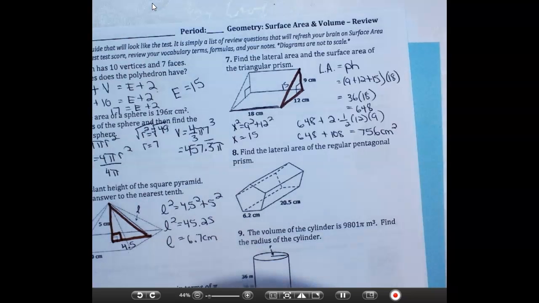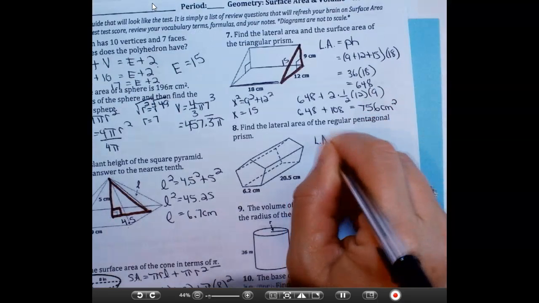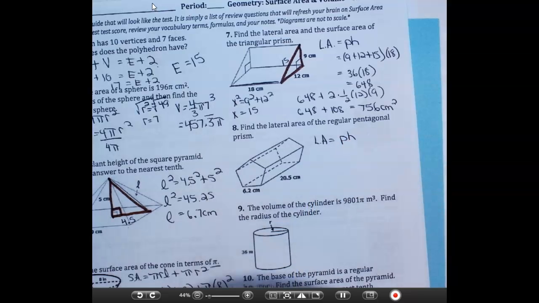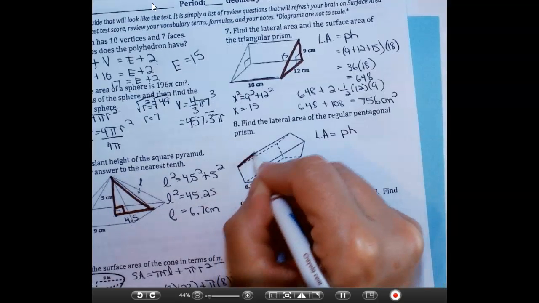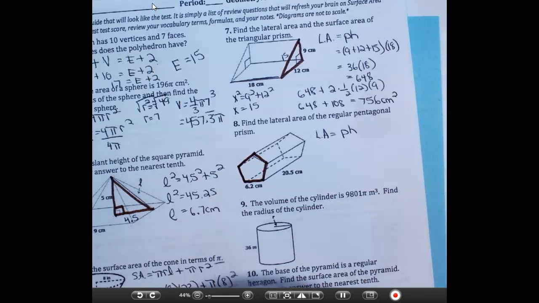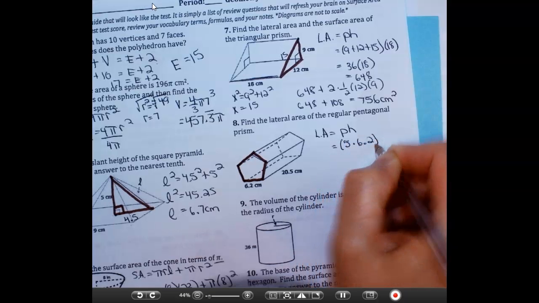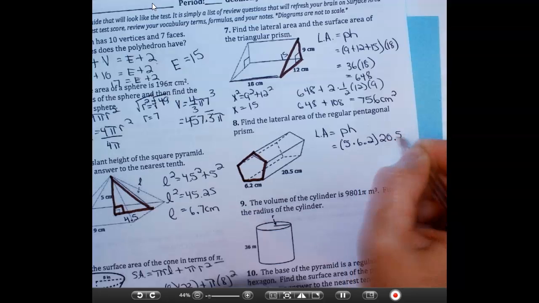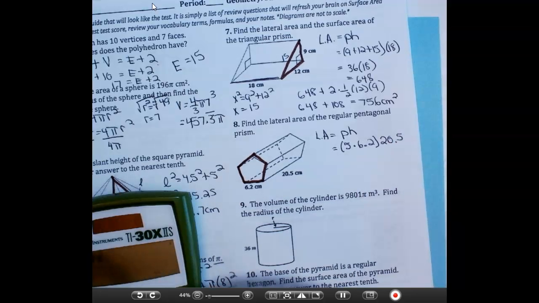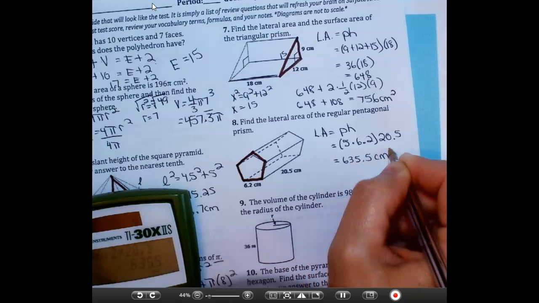Okay, moving on to number 8, but they're looking for the lateral area, and that's all they want. So the lateral area is perimeter times height. Again, P is the perimeter of the base. In this case, the base is the pentagon. So to find the perimeter of the pentagon, it has 5 sides. Each one of those is 6.2, and I'm multiplying by a height of 20.5. Multiplying all that together, 635.5 centimeters squared.